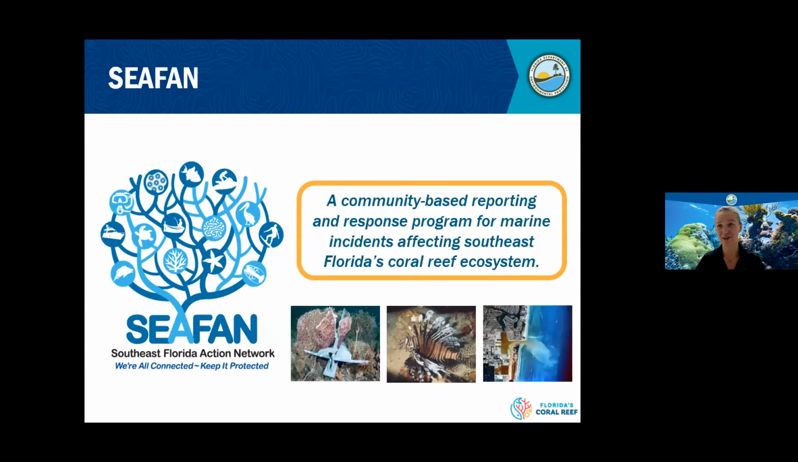So that's a quick introduction to SEAFAN. For some background, the DEP Coral Reef Conservation Program is responsible for managing that northern section of the Florida Reef, which is over 100 miles of reef, and we only have a staff of about 15 people. So it's impossible for us to know what's happening across the entire region. And so we rely on members of the community to let us know if they're observing anything unusual.